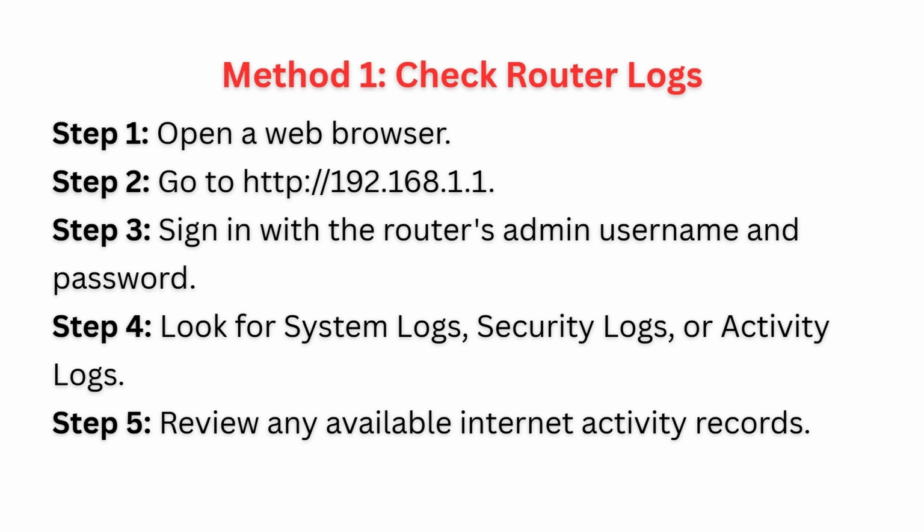Method 1. To check your router logs, follow the below steps. Step 1. Open a web browser. Step 2. Go to http://192.168.1.1. Step 3. Sign in with the router's admin username and password. Step 4. Look for system logs, security logs, or activity logs. Step 5. Review any available internet activity records.